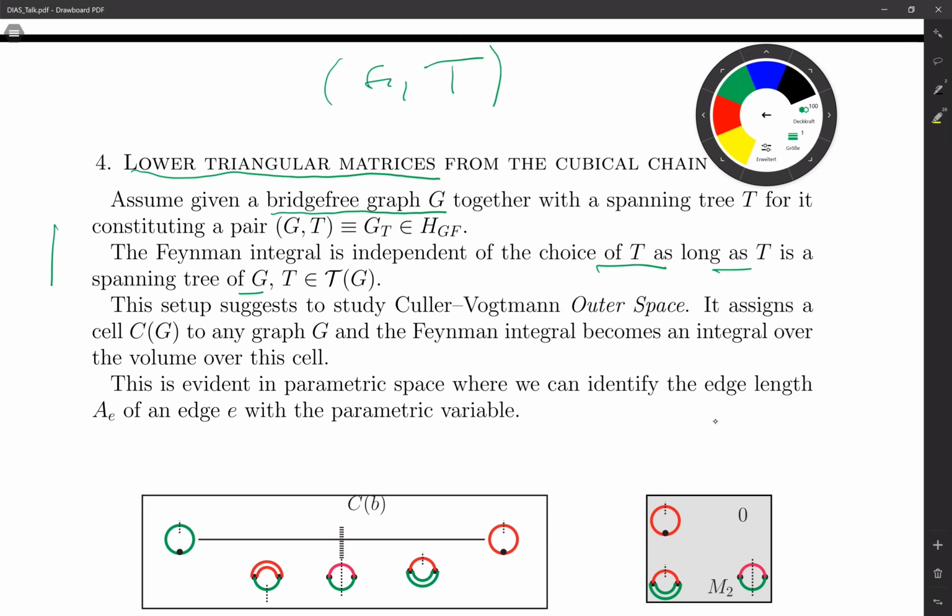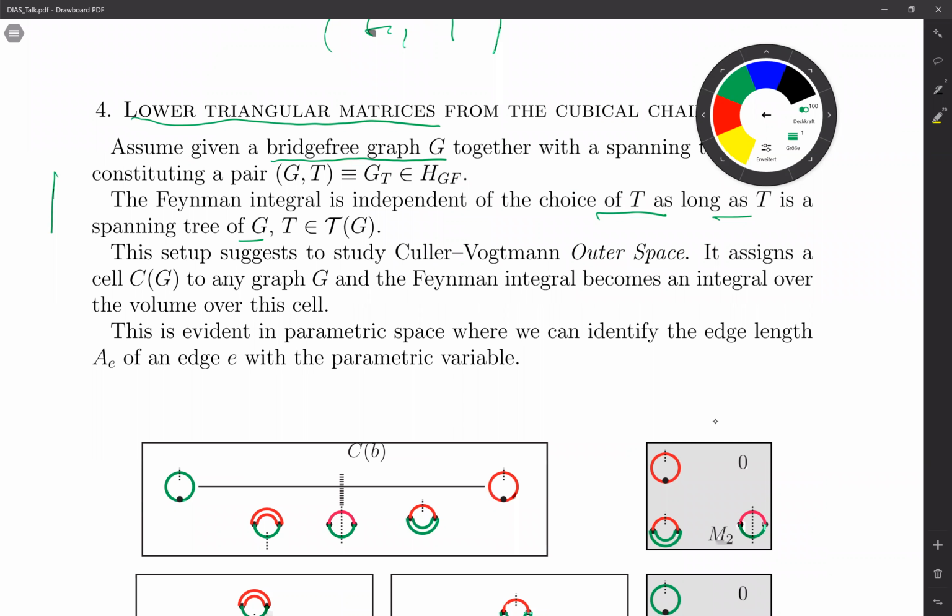All external momenta always flow through the spanning tree. This is possible by the definition of a spanning tree because it connects all vertices. Choosing a different spanning tree just means choosing a different routing of your external momenta through the graph. And by translation invariance of your initial measure in momentum space of your Feynman integral, it's independent of how you route your momenta. But things which are properties of a pair of a graph and a tree, and which are invariant under the choice of trees, span something called Kahn-Vogtmann's outer space. And we see an example in a second.